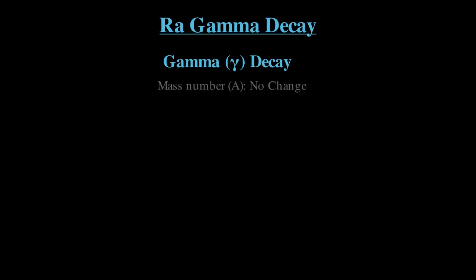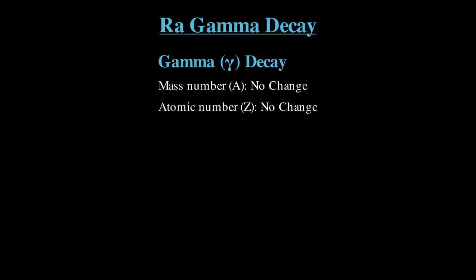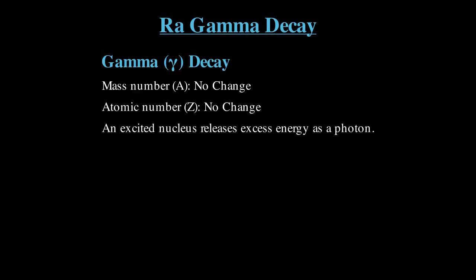Finally, we have gamma decay. This one is a bit different. In gamma decay, the nucleus doesn't change its identity. The new atom has the same mass number and the same atomic number as the original. So what happens? Often, after an alpha or beta decay, the daughter nucleus is left in an excited, high-energy state. To become stable, it releases this excess energy in the form of a high-energy photon, which we call a gamma ray. We represent the excited nucleus with an asterisk, like this. So, an excited nucleus X* becomes the stable nucleus X plus a gamma particle.